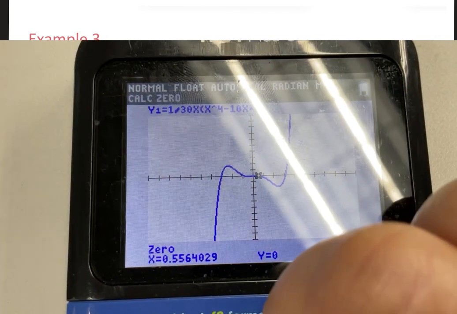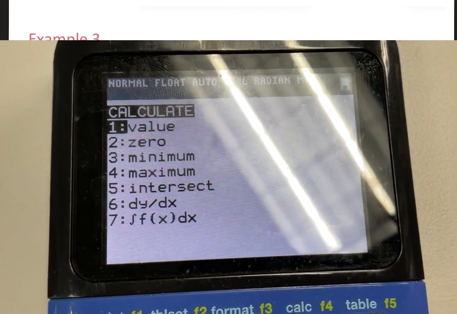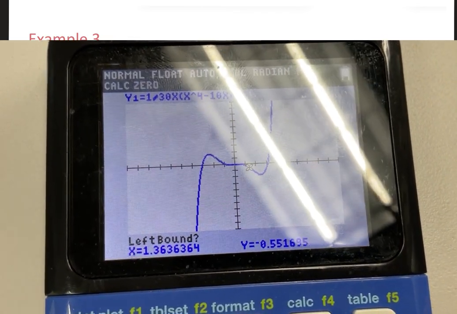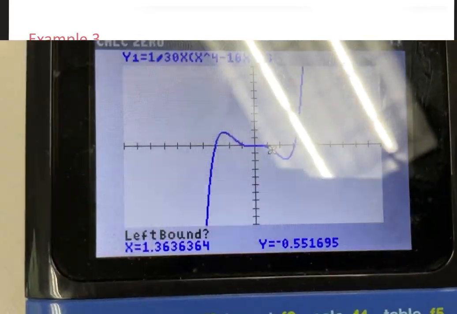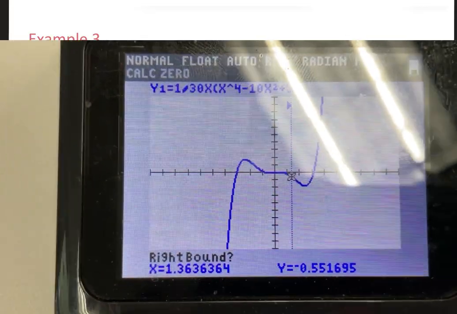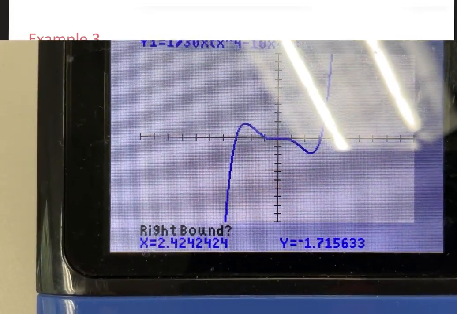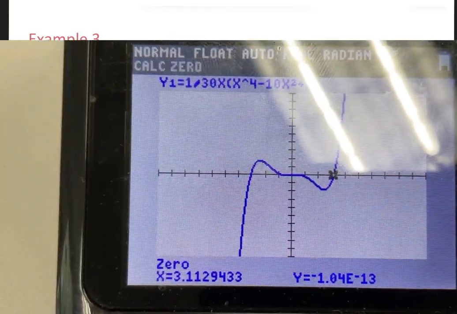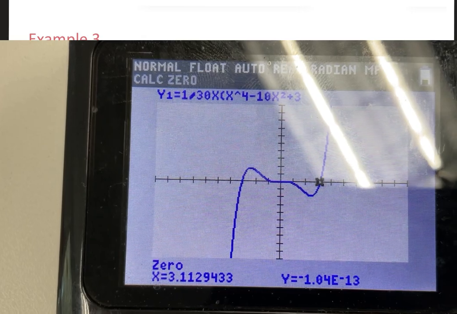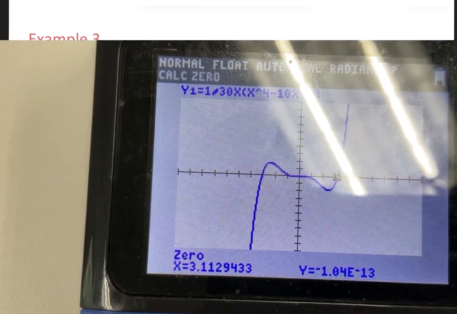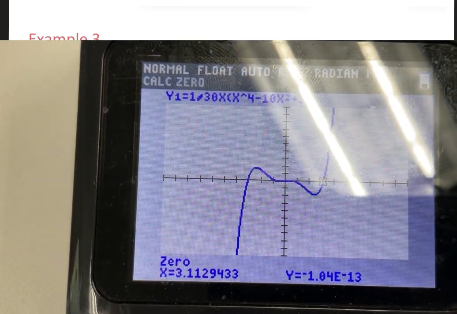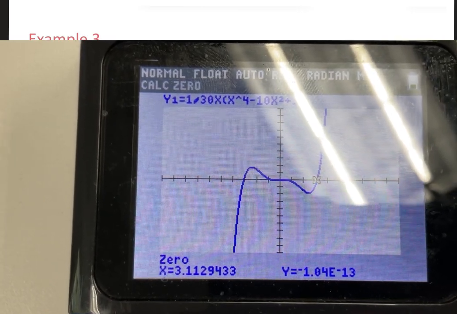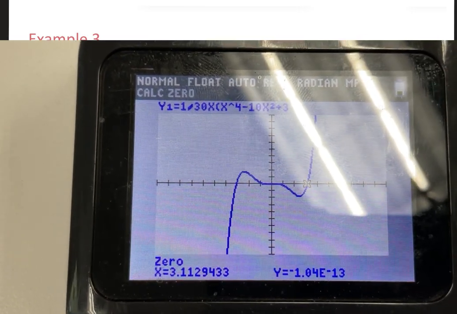And I got one more. Second, trace, 0. I want to go anywhere left of where it's going to cross through that last time, and anywhere right of where it crosses through. And there's my final 0. The y is weird again. There would be 13 zeros in there. That's going to be 0. And my x is 3.1129, which was the 3.113 we rounded to.